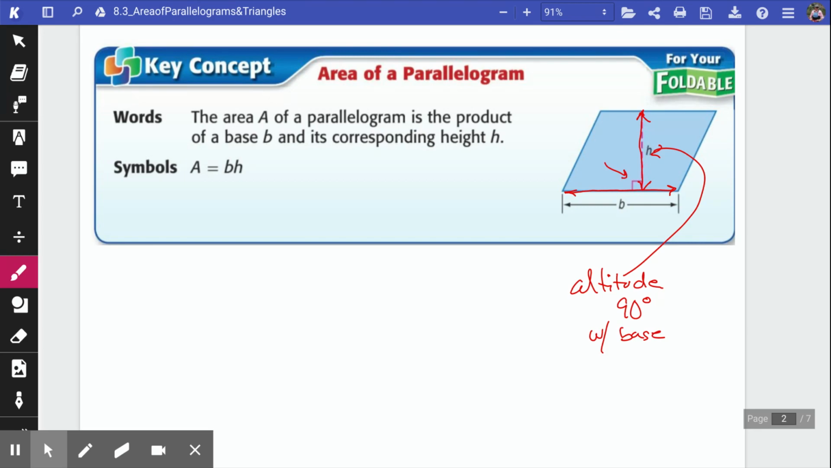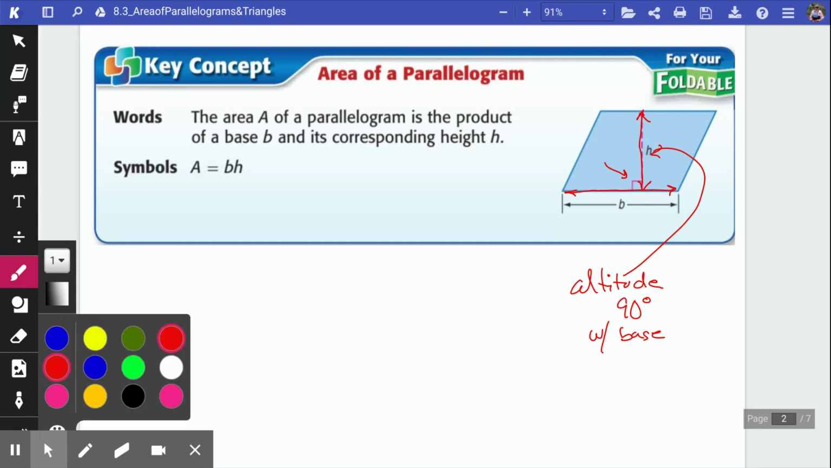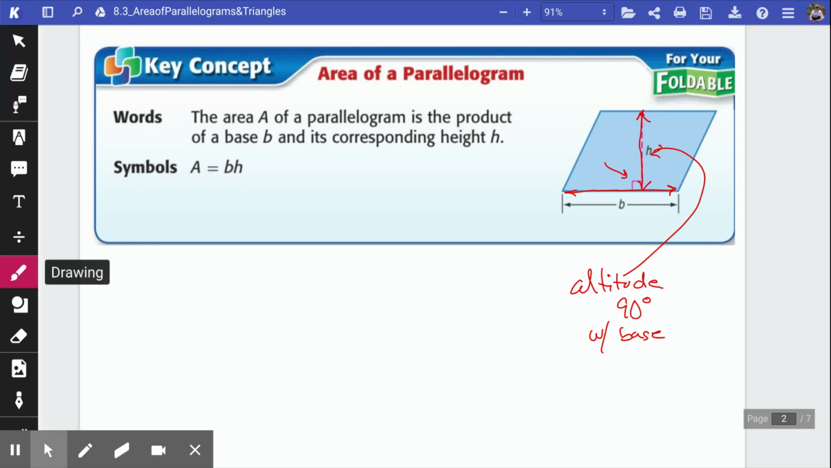A lot of people make the mistake and use this distance right here, I'm just going to call it X, as the height, but you'll see here that this angle is not 90 degrees, so we can't use that. So we're using the base and the height that are 90 degrees to each other.